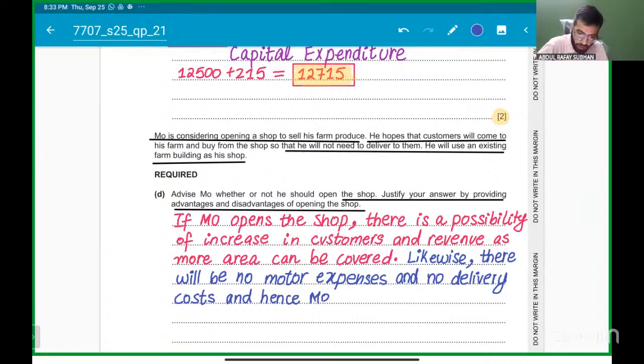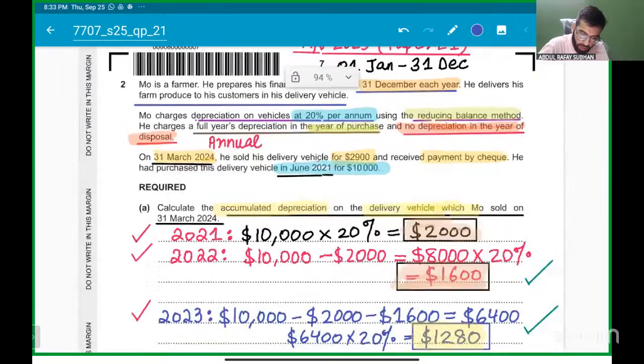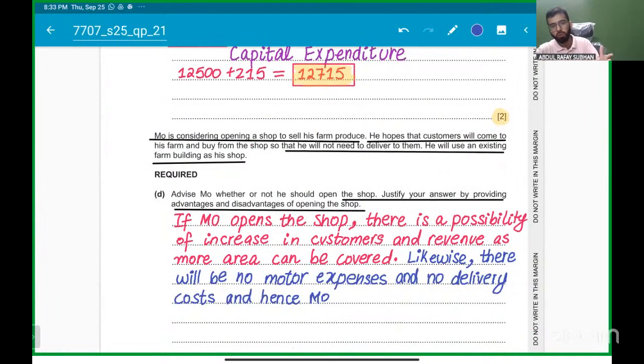पहले वो फूड डिलीवरी करते हैं, मेंशन था क्वेश्चन के स्टार्ट में कि he delivers his farm produce to his customers in his delivery vehicle. तो उसके डिलीवरी व्हीकल का एक्सपेंस भी सेव आउट होता है. He doesn't have to do more capital expenditure and no delivery cost, and hence more time and capital expenditure is saved as well.